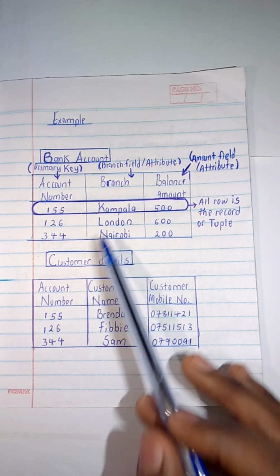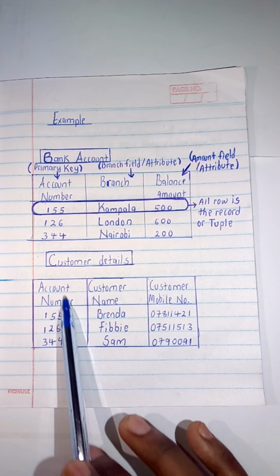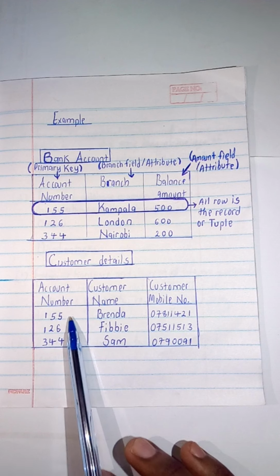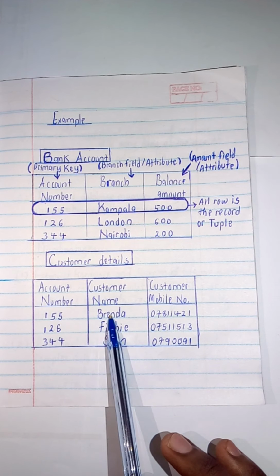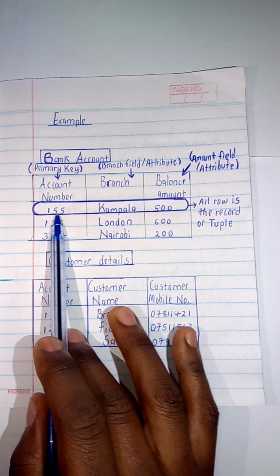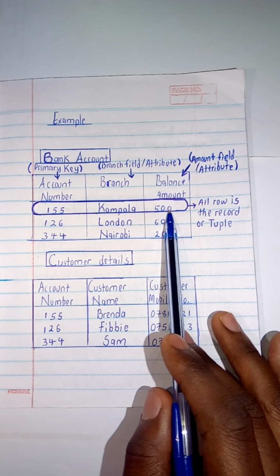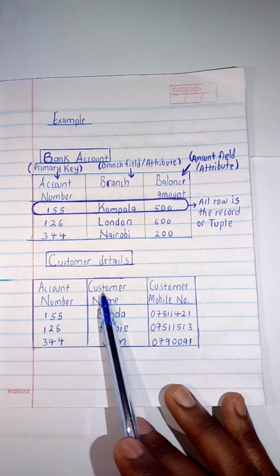If I want to relate the customer details with my bank account, I'll be using the unique identifier, which is the primary key. If I want to know the account balance for Brenda, I'll call the bank, and the bank will check the account number from this, because this is the primary key unique identifier, and they'll give us feedback that the balance amount is 500. So this is the example for that.